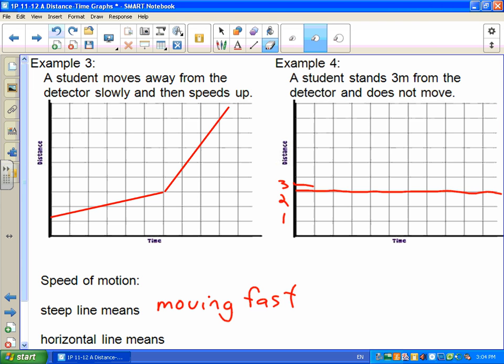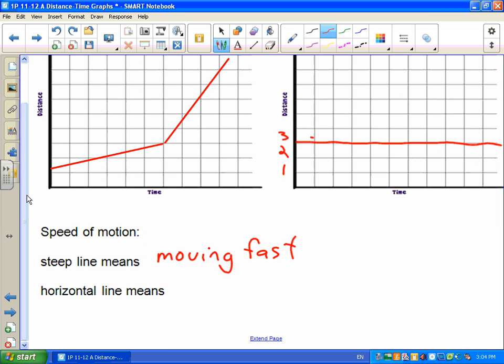Okay, because I'm not moving. My distance isn't changing. So what does a horizontal line mean? If you see a horizontal line on a distance time graph, what does that tell you about that thing that's moving? It's staying still, yeah. It means standing still. So Drake, you want to draw in a line, 3 meters standing still. Okay, horizontal line.